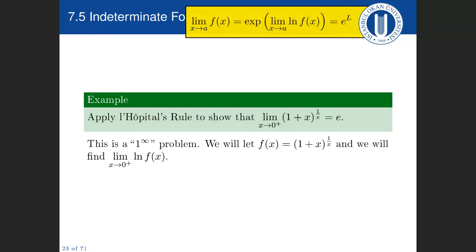Let me say that again. First, we're going to calculate the limit as x tends to 0 from the right of ln of f of x. And in step 2, we're going to do e to the power of that number, and that will give us the limit that we really want.